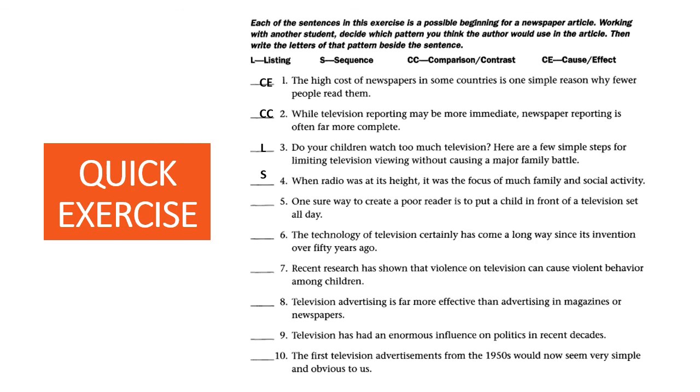What about number five? One sure way to create a poor reader is to put a child in front of a television set all day. So what is the pattern? Right, this is cause effect. And after that, number six: the technology of television certainly has come a long way since its invention over 50 years ago. So what is the pattern? Right, this is sequence of events.